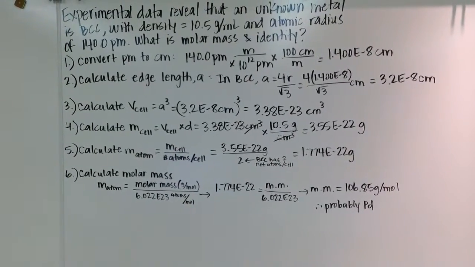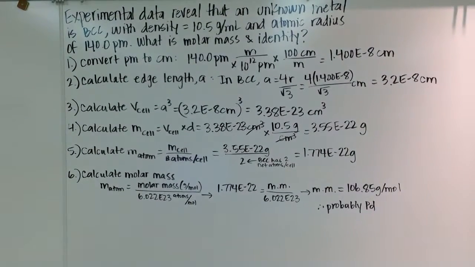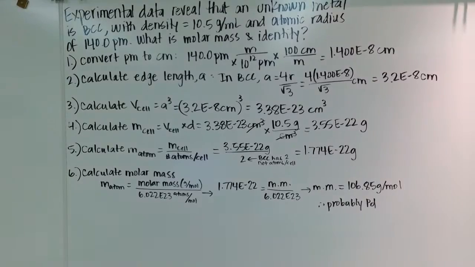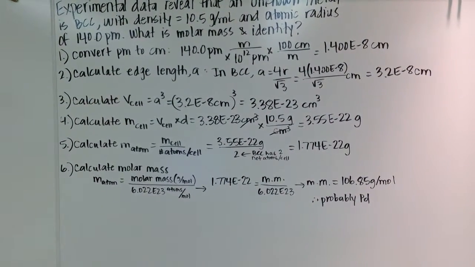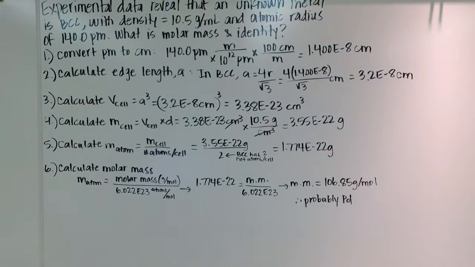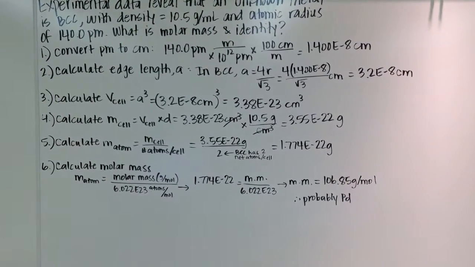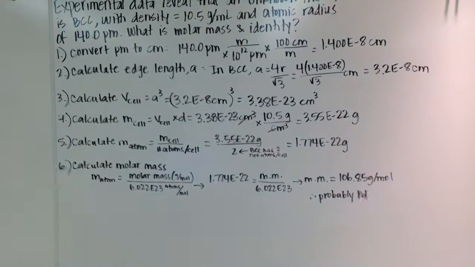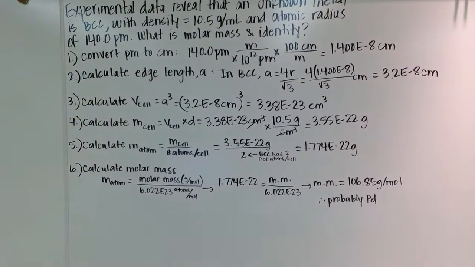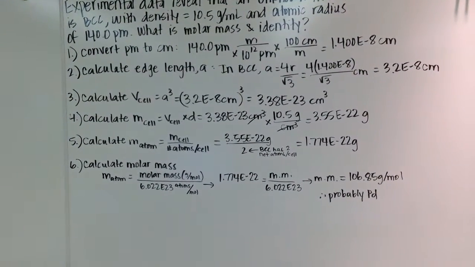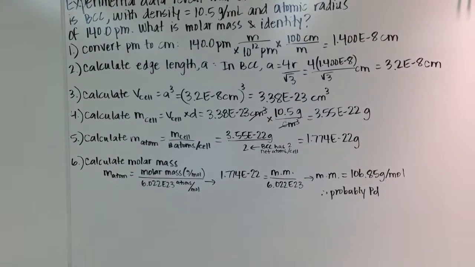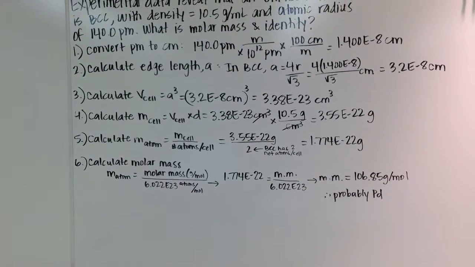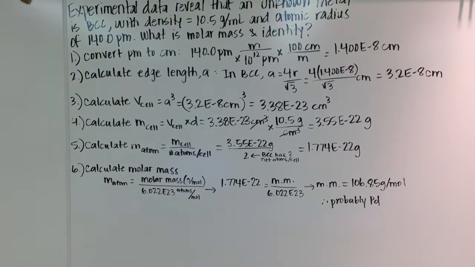Now we're going to take that value and we're going to calculate edge length. So in body-centered cubic, edge length is 4r divided by the square root of 3. So when we plug in our previous value, we get 3.2 times 10 to the negative 8th centimeters. Now we want to calculate the volume of the cell, so that's edge length cubed, since that's length, width, height. So we take that previous value and cube it. We get 3.38 times 10 to the negative 23rd centimeters cubed.